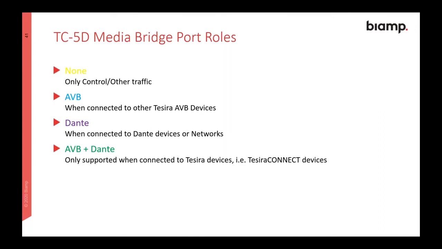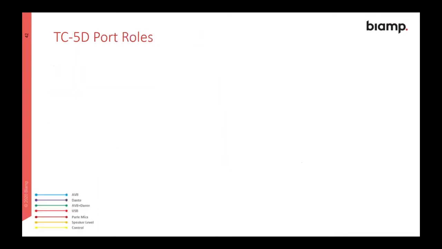So it becomes unreliable. We don't recommend using AVB and Dante on the same link to a TC5D unless you're using another Tesira device to do that. Currently we do that only between TesiraCONNECT, and I should say Forte X as well. The Tesira Forte X, one of our newer products, also has AVB and Dante in it, and it can handle sending AVB and Dante on the same network link to a TC5D.